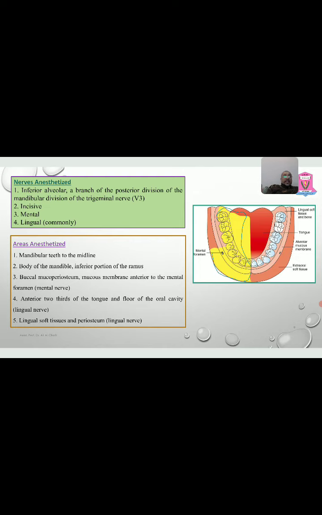Areas anesthetized are the mandibular teeth to the midline, the body of the mandible, the inferior portion of the ramus, the buccal mucoperiosteum and mucous membrane anterior to the mental foramen, while the anterior 2/3 of the tongue and the floor of the oral cavity are anesthetized by the lingual nerve, and the lingual soft tissues and periosteum also by the lingual nerve.